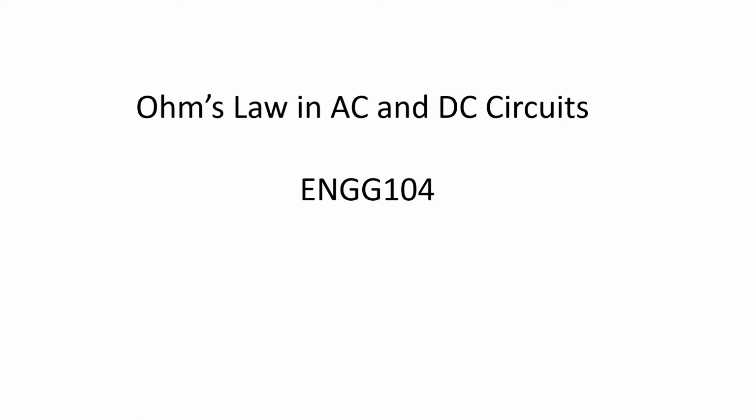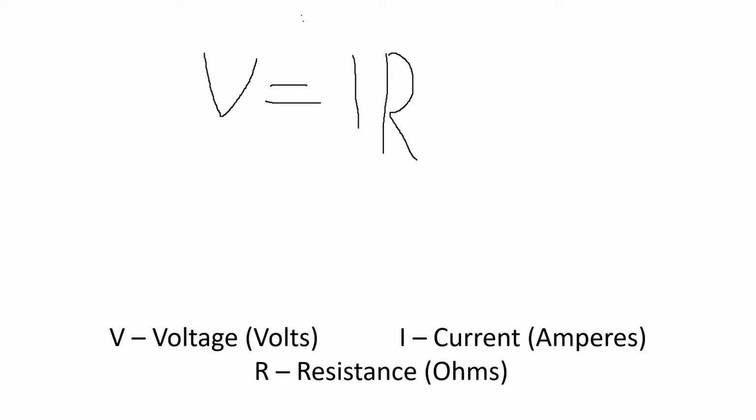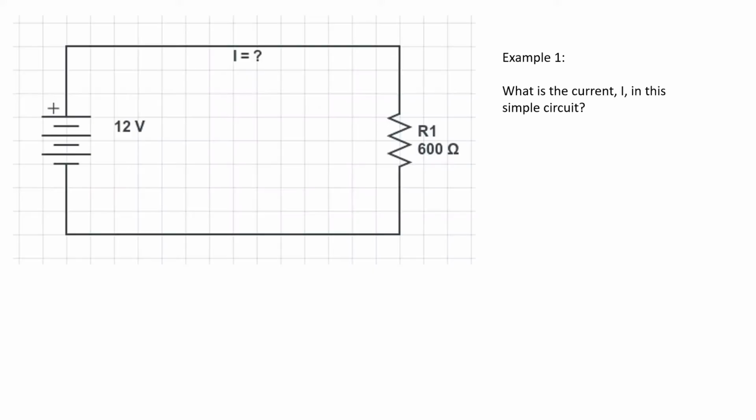This video will be going over the basics of Ohm's law as it appears in AC and DC circuit environments. The basic principle of Ohm's law is that it can be represented by this simple equation, V equals IR, where V is the voltage in volts, I is the current in amperes, and R is the resistance in ohms. Usually all of these values are the total in the circuit.